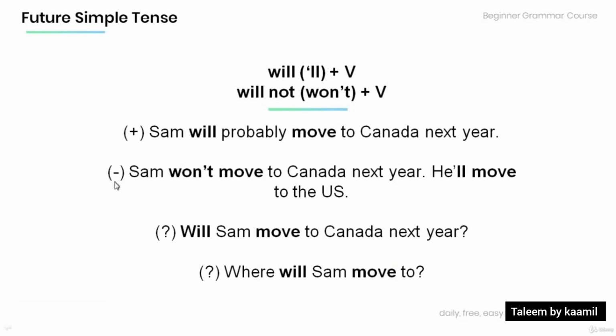Negative sentence would be Sam won't move to Canada next year. He'll move to the US. In the question form, will Sam move to Canada next year? Another question. Where will Sam move to?